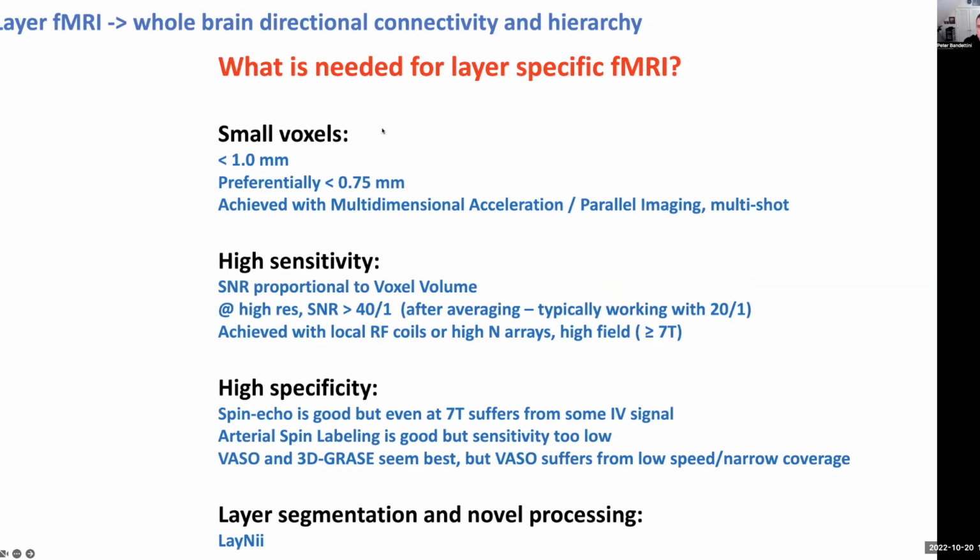Okay, what's needed for layer fMRI? I'm not going to go into too much detail, but basically you need voxels that are below 0.75 millimeters, achieved through multidimensional acceleration or parallel imaging. High sensitivity: you can do it at 3T, but 7 Tesla is the best way to go about doing this. You need high specificity. What I mean by that is you need pulse sequences that look at more capillary effects as opposed to the large vessels. And you need special processing methods.